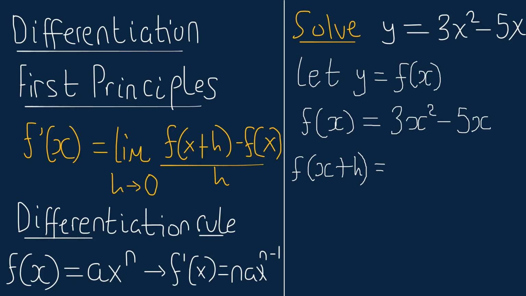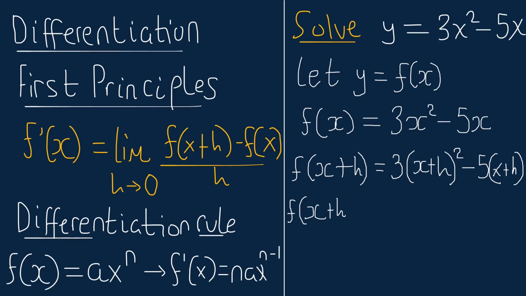The first step is expressing the equation as f of x. The second step is to introduce the increment term h on both sides of the equation. Then expand the right-hand side of the equation using your knowledge of algebraic expansions.